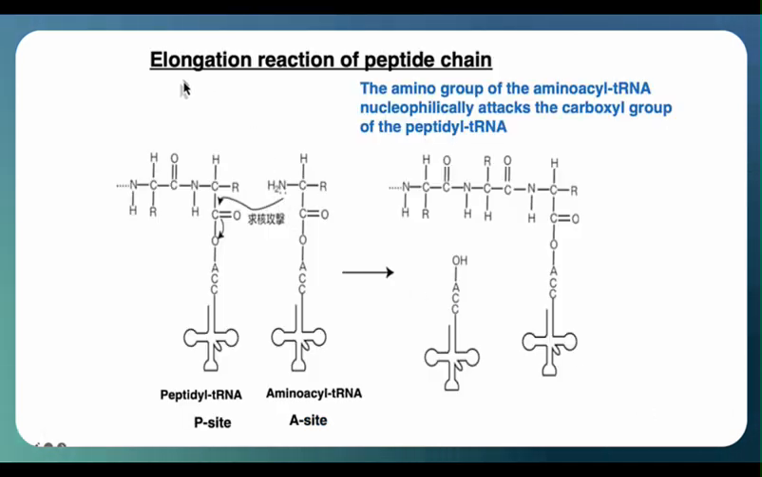From an organic chemistry perspective, the peptide chain elongation reaction occurring in the ribosome can be described as follows. The transfer RNA located at the P site has the peptide chain attached to its 3' end. On the other hand, an aminoacyl transfer RNA carrying an amino acid enters the A site. The amino group of this transfer RNA performs a nucleophilic attack on the carboxyl group of the peptide chain, resulting in the formation of a peptide elongated by 1 amino acid residue.